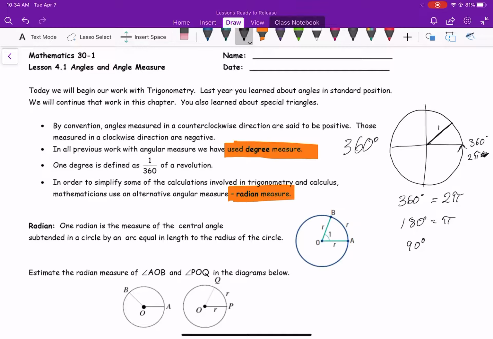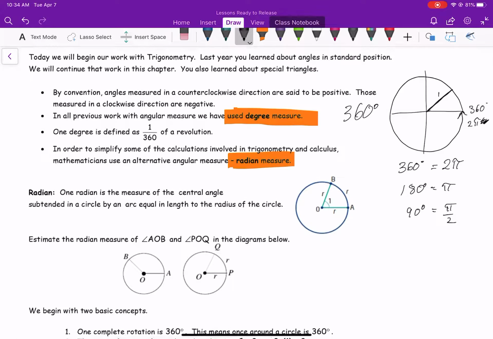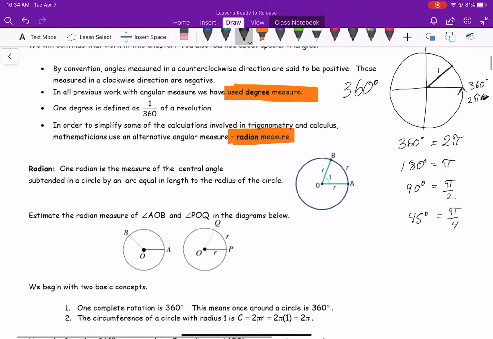90 degrees is half of that, or pi over 2 radians. And we can keep going. 45 degrees would be half of pi over 2, so that's pi over 4. We could also do things like 60 degrees. If you do the math on that one, 180 divided by 60 is 3. So there's 3 sections, so it's pi by 3.